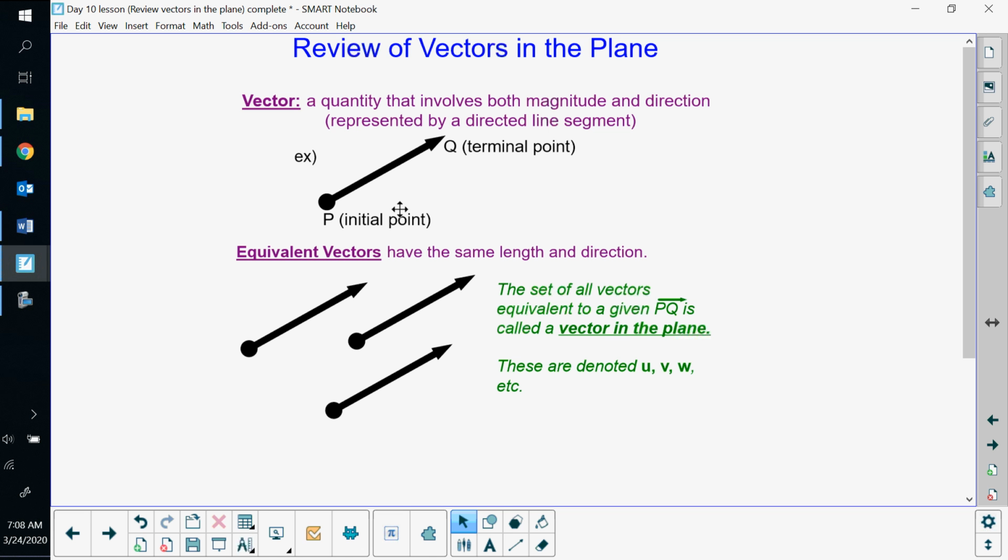So vectors, and you might know some of this from physics, anyone that's taking physics, always start at some initial point and end at some terminal point. Any vectors that have the same length and direction are all considered equivalent. So each of these vectors, even though their initial and terminal points are different, all have the same length and they're going the same direction, so they would all be equivalent. Now you denote a vector often with some single letter, so vector u, vector v, vector w, etc.